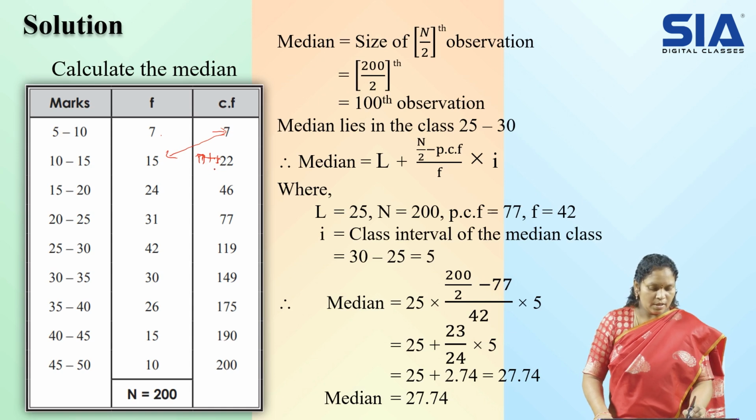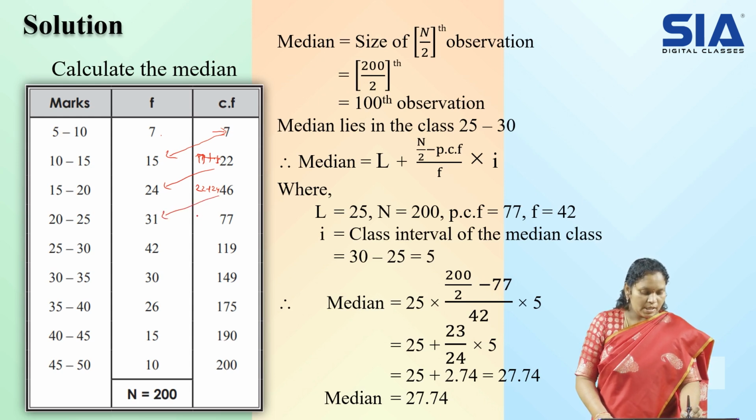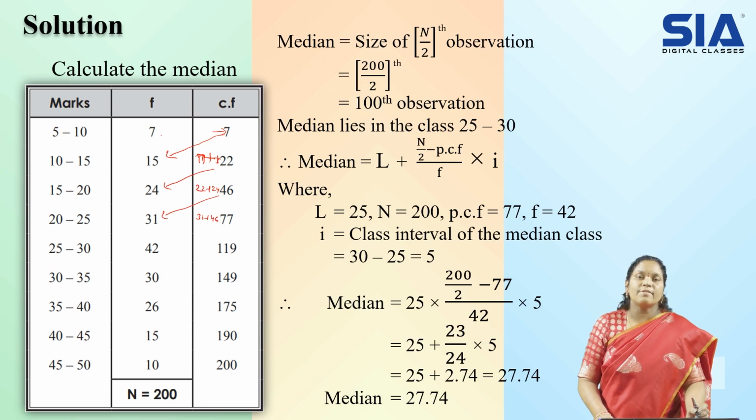Similarly 22 plus 24. The 22 from cumulative frequencies, that is the second value of cumulative frequency, add to the frequency value 24. Both the values if you add you'll get 46. Similarly 46 should be added to the next frequency value, that is 31. So 31 plus 46 you'll get 77. That's how we'll obtain the cumulative frequencies.